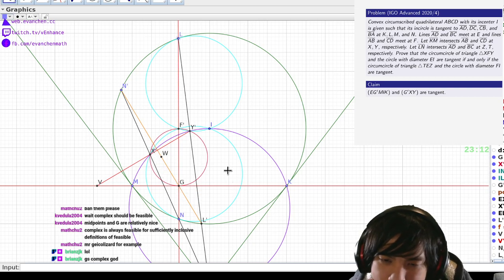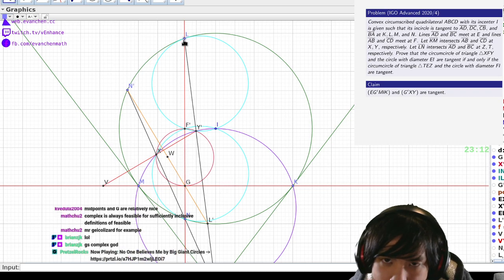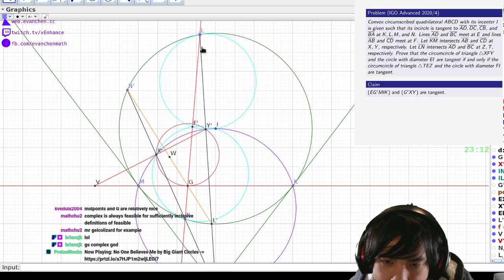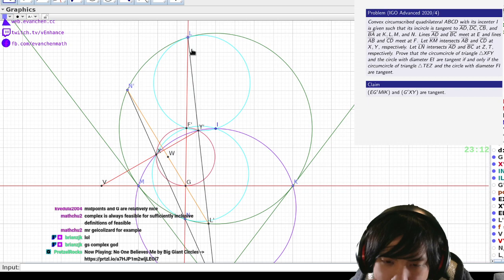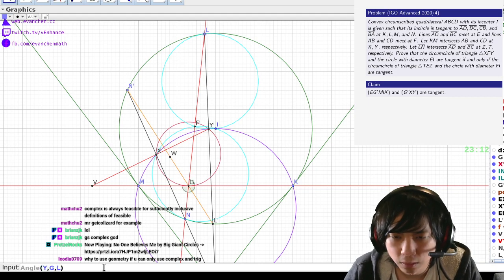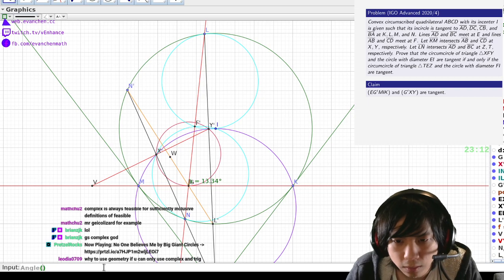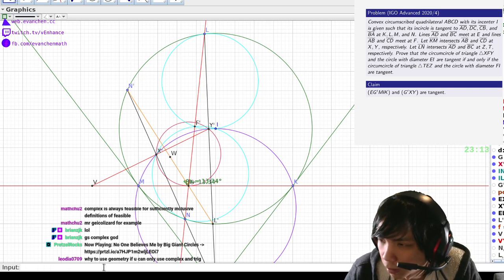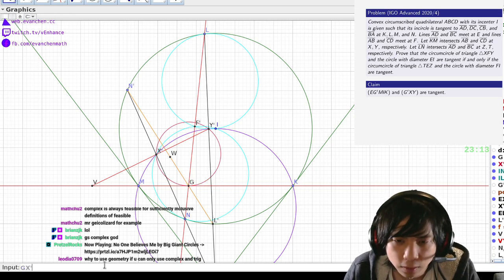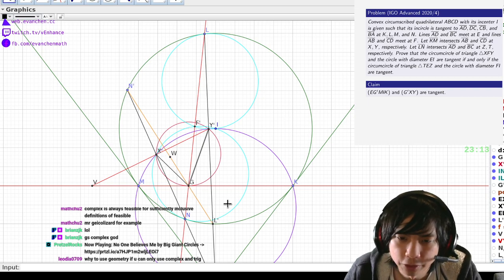Yeah, I don't know what I'm supposed to do with the midpoints. I wonder if I can show, like, the orange and red lines are always isogonal or something. Is that true? Frick. Huh. Okay, new claim: new claim, orange line and red line are isogonal.